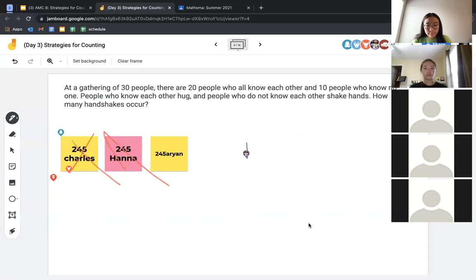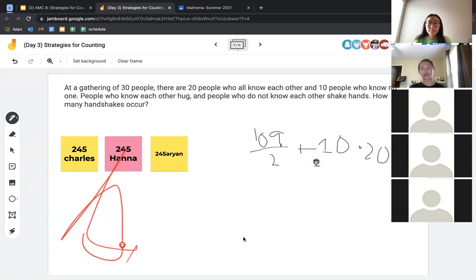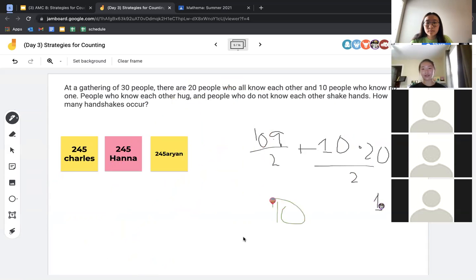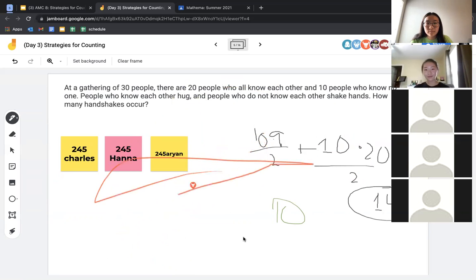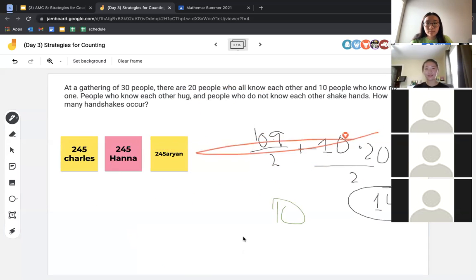Wait, what? One second. Wait, so actually what you would do is, dude, I'm so bad at counting and probability. Okay, so the 10 people who know no one, within the group of people that know no one, they're all gonna shake each other's hands, right? So then it's just gonna be like 10 plus 9 plus 8 and so on. Wait, never mind. I got it. Yeah, I think it's 145 actually. No, the answer is 245. All right, never mind. I'm kind of bad at this.